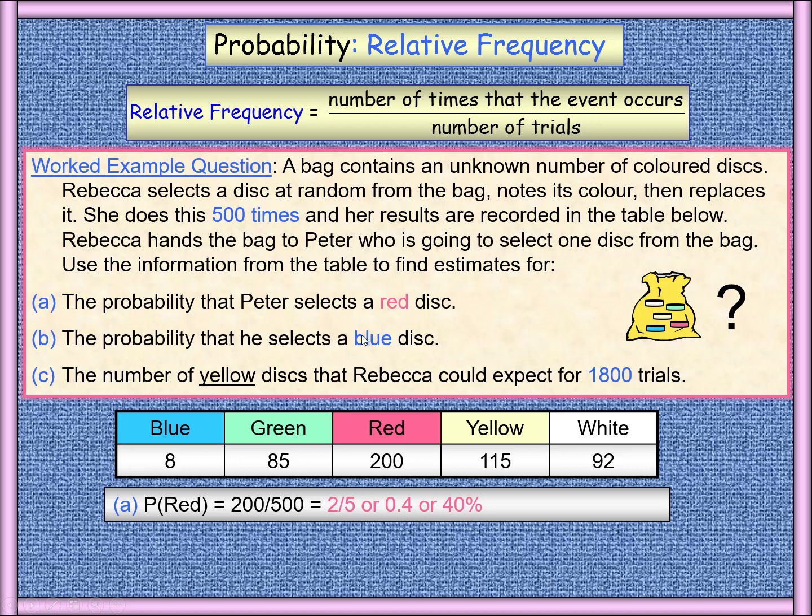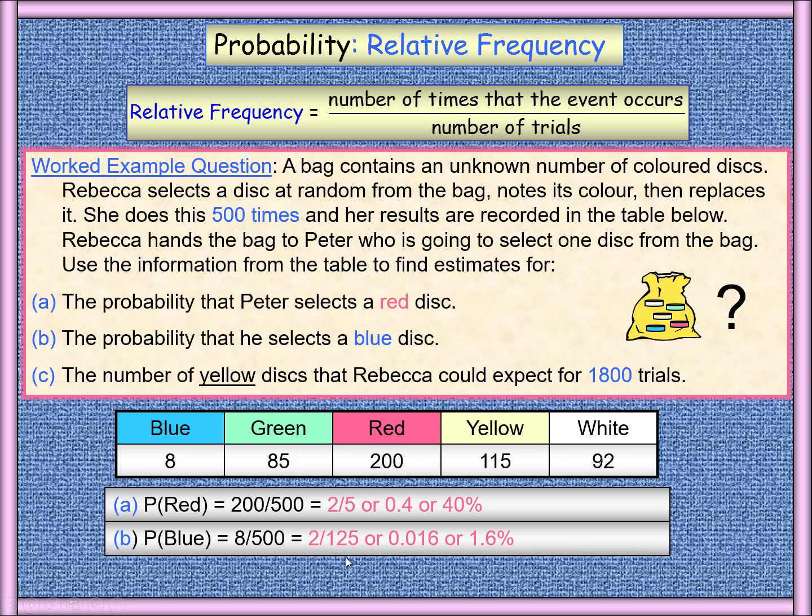And the probability that he selects a blue disc, got 8, so P red was 200 over 500. Probability of blue is going to be 8 divided by 500. That's the probability of blue. 8 divided by 500 is 0.016 or 1.6%.